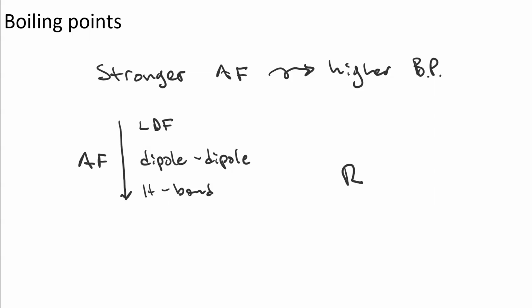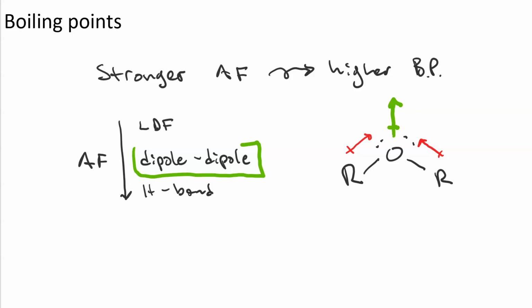When we consider ethers, well, we have LDF. For light ethers, LDF is not the strongest attractive force. C-O bonds are polar, carbon having an electronegativity of 2.5 and oxygen having an electronegativity of 3.5. You end up with a molecular dipole like so. So for light ethers, dipole-dipole is a big factor.